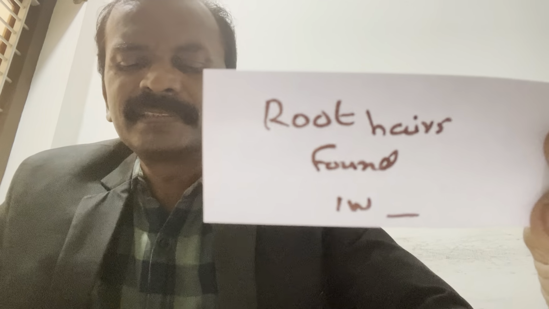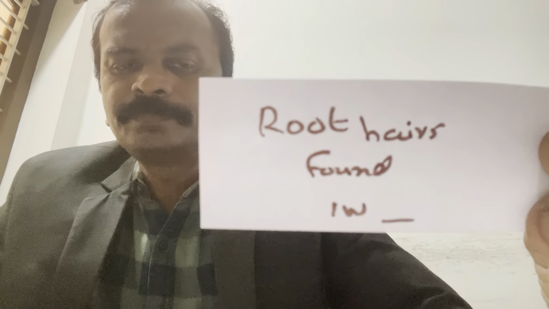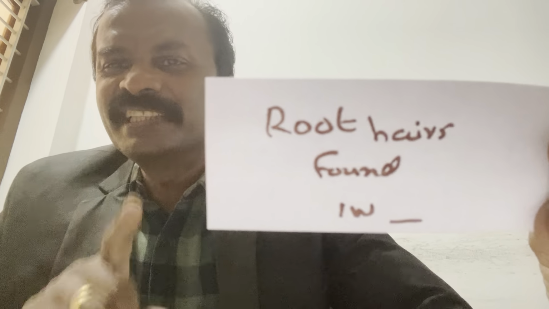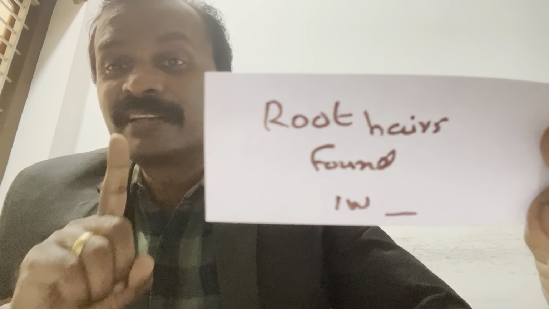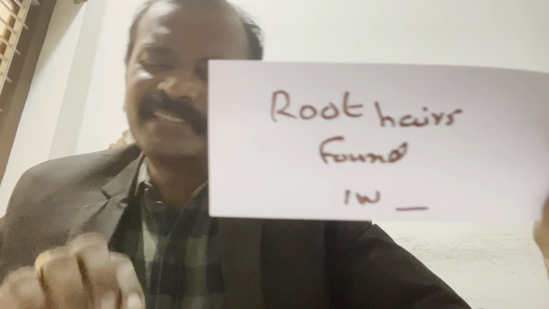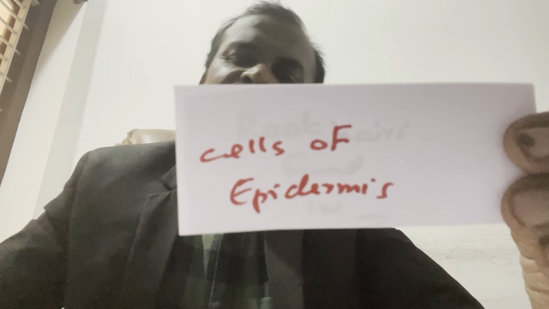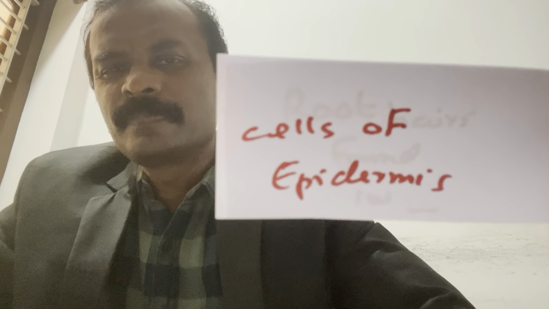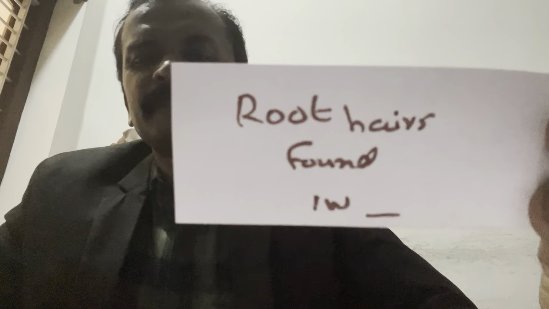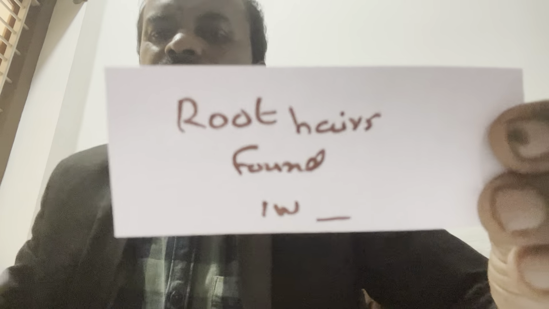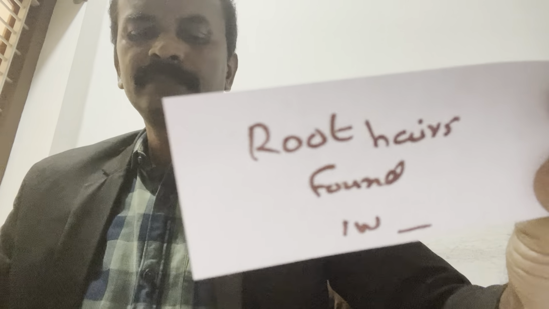Root hairs in plants are found exactly in which part? Root hair in plants. I will tell you an easy method to remember everything for 1 year. Okay, just wait. Root hair in plant is found exactly at which site? Cells of epidermis. Root hair is found exactly there.